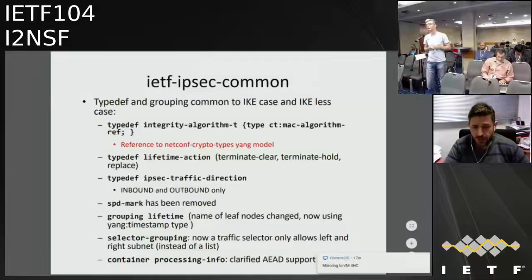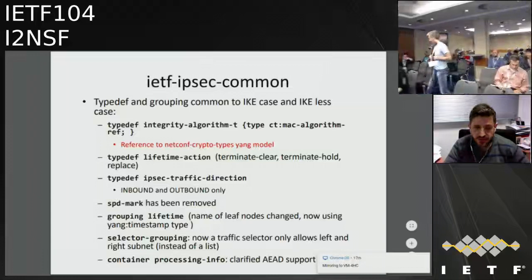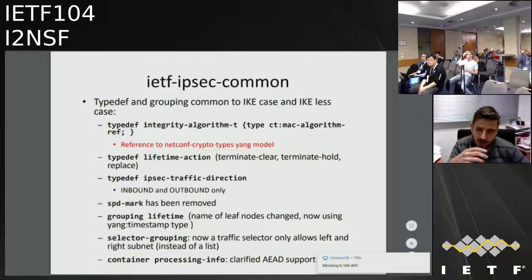And regarding the lifetime, for example, we have used the typical type in YANG, which is timestamp. In the selector grouping, we now have a traffic selector. We have a list of IP addresses, and we have left and right subnet. And then in the processing info, we have clarified the usage of the AAD support. So next.